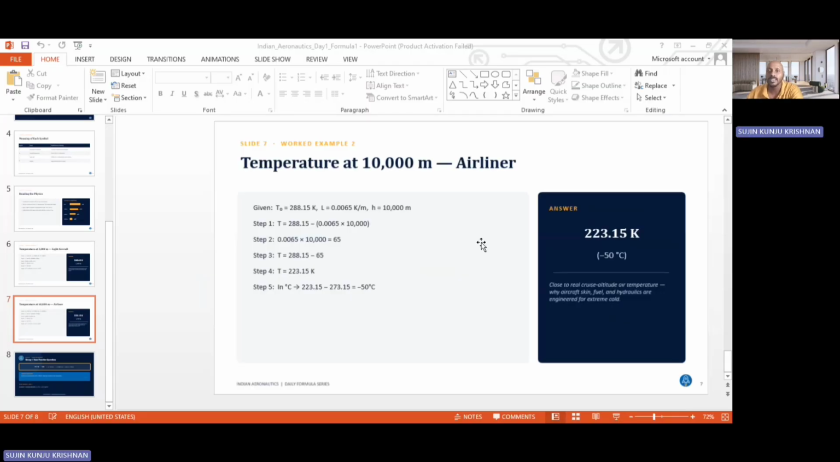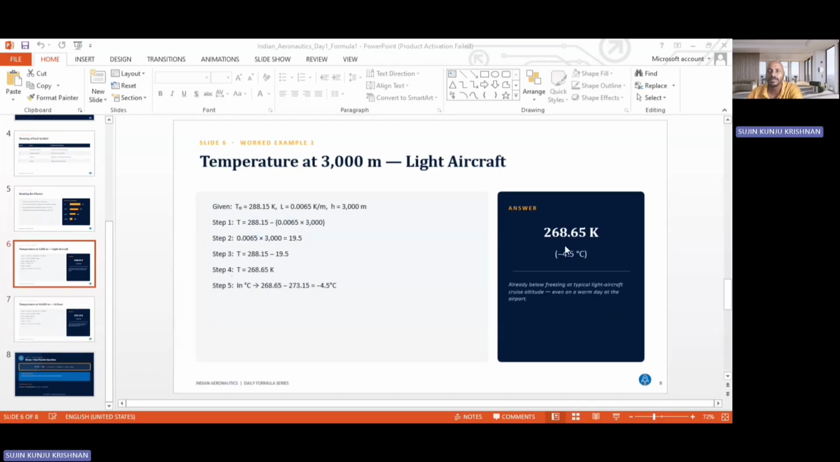Example one: a light aircraft is cruising at an altitude of 3,000 meters. Find the outside air temperature. Step one, write the formula: T equals T0 minus LH. Then step two, list our knowns. T0 is 288.15 Kelvin, L is 0.0065 Kelvin per meter, and H is 3,000 meters.